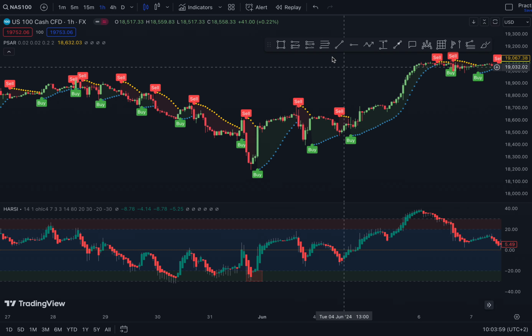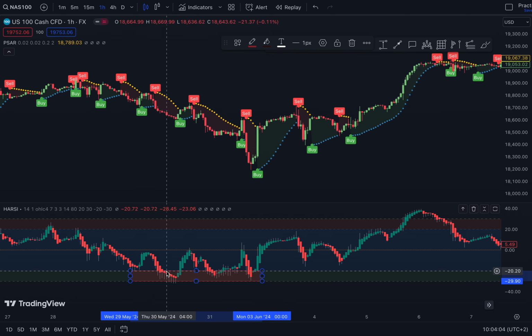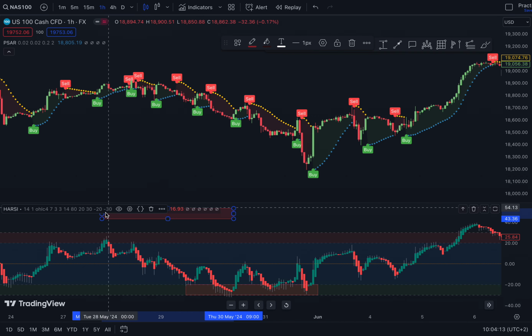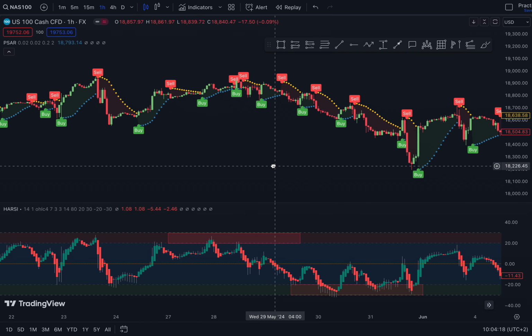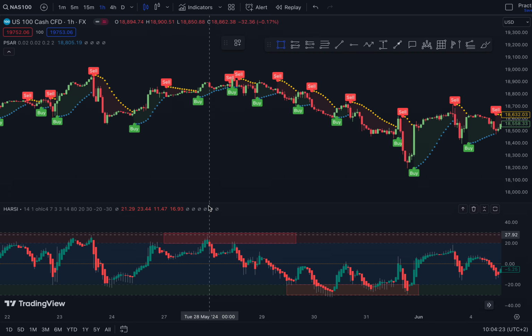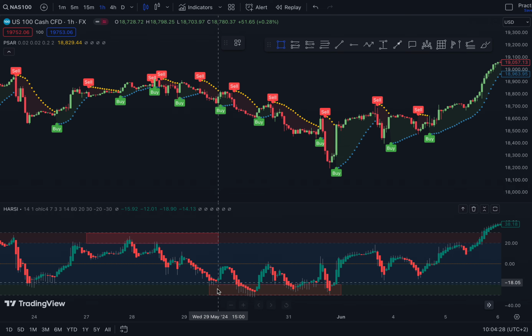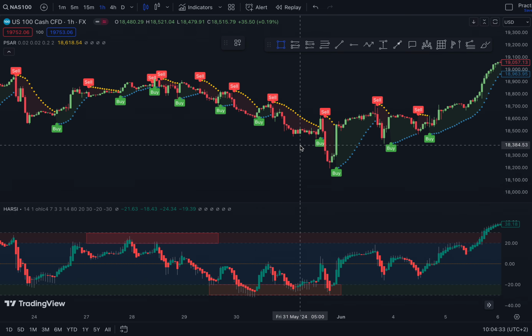Number one, wait for your Haas indicator to be oversold or overbought. And when you have overbought right here, you need to find a sell signal from your parabolic SAR. Similar to when it's oversold right here, you need to find a buy from your parabolic SAR.